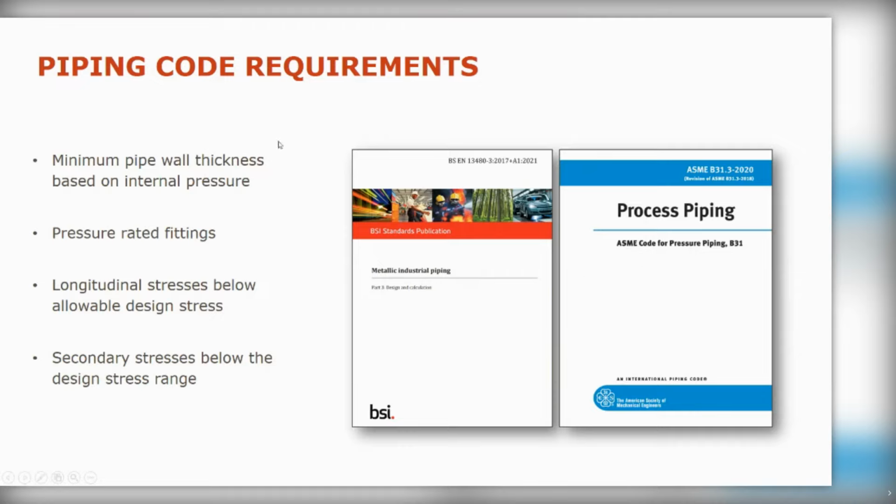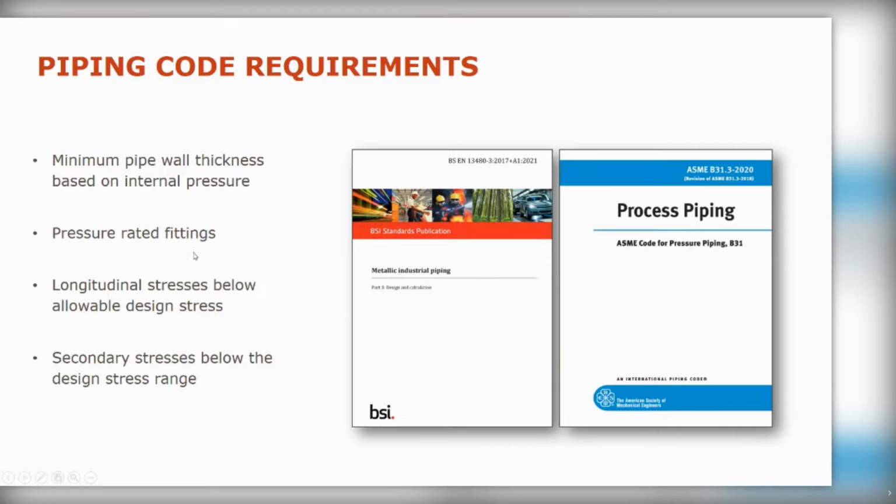So without going into detail of which paragraph asks what, what do those codes require? Well, first of all, both codes start with a minimal pipe wall thickness based on internal pressure. That is a quite straightforward calculation. All you would need is an Excel to do it. That does not require pipe stress analysis. You need to do that.